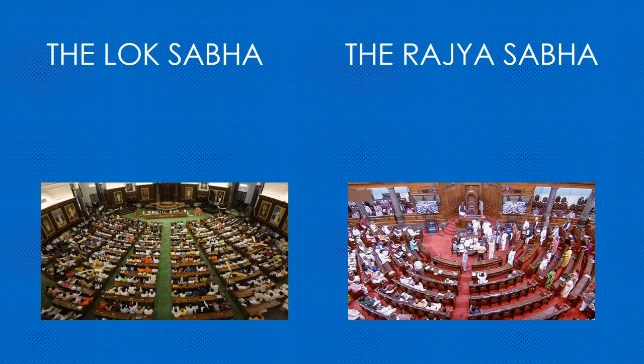Of the Lok Sabha and the Rajya Sabha. In the Lok Sabha, the members are elected for a term of 5 years. If the ruling party loses its majority, the President can dissolve the Lok Sabha before its term is over. In case of an emergency, the term of the Lok Sabha can be extended for 1 year. In the Rajya Sabha, each member is elected for a term of 6 years. 1/3 of the members retire every second year and are replaced by new members.